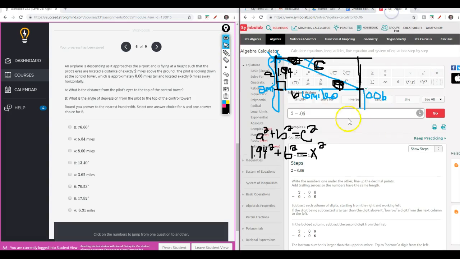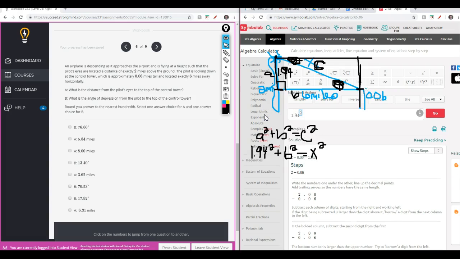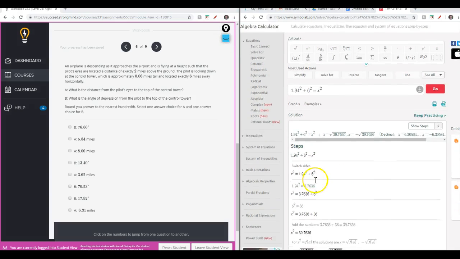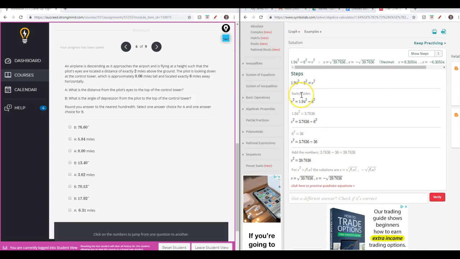So now I'm going to jump over to the symbol lab and type it in. 1.94 being squared plus 6 being squared is equal to C being squared. Again, I want you to focus on the relationships in this course, and if algebra wasn't the strong suit, then this will help us with the steps. So it says to switch sides.